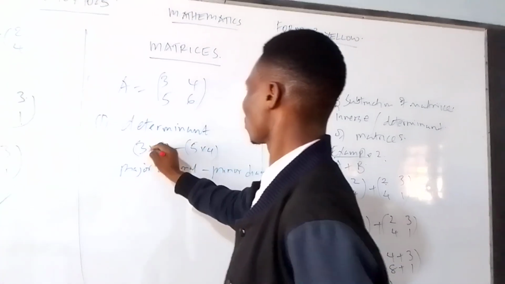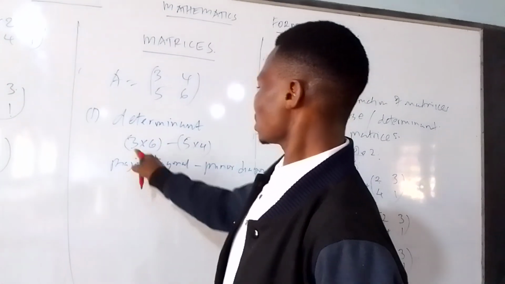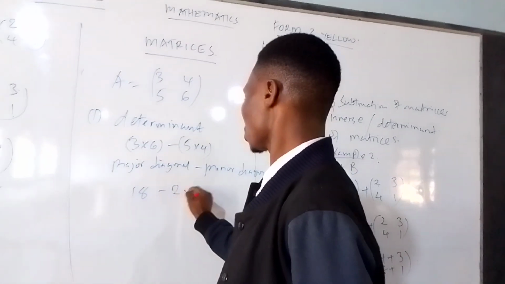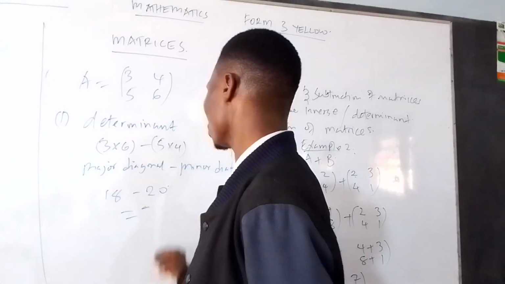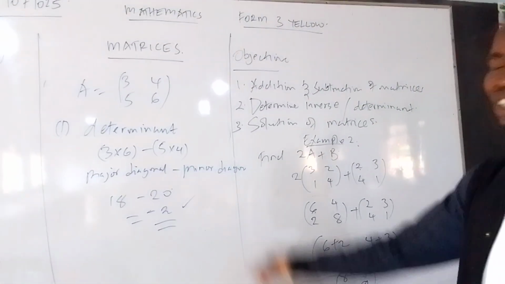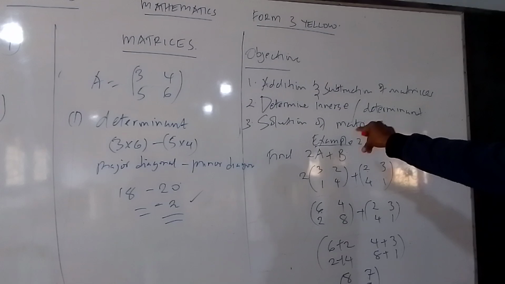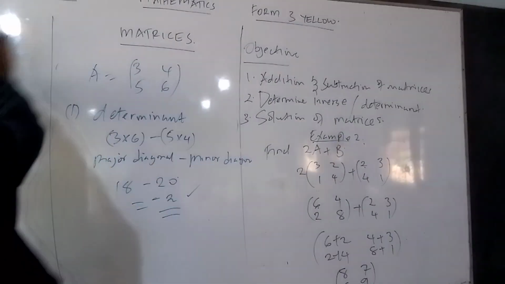This is major diagonal, 3 times 6, minor diagonal, this one times this one. So 3 times 6 is 18 minus this one times this one is 20. So then the determinant in this case will be negative 2. This is our determinant. This is how to find the determinant of a matrix. Now, let us look at the inverse of a matrix.